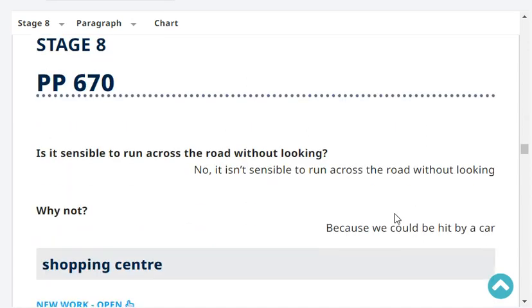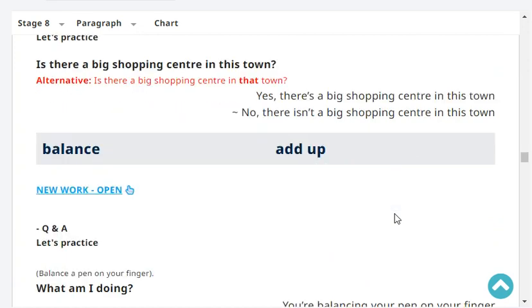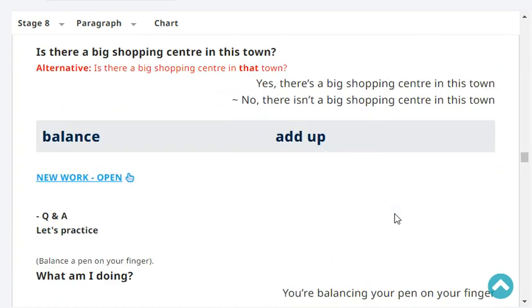Next, is there a big shopping center in your town? Yes or no? Yes, there is a big shopping center in my town. Very good.